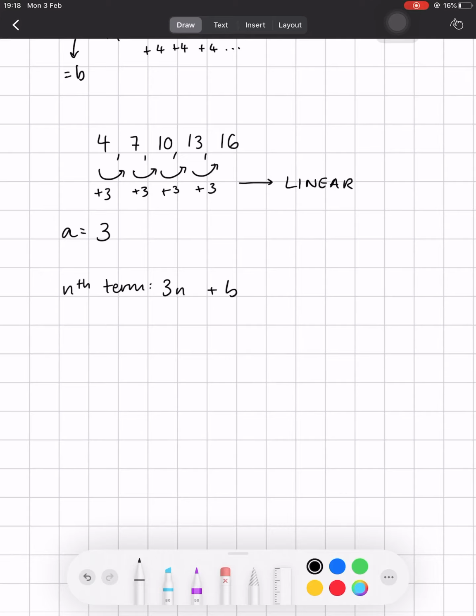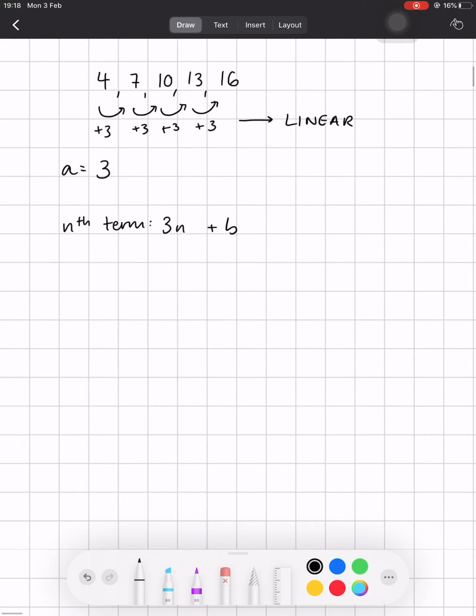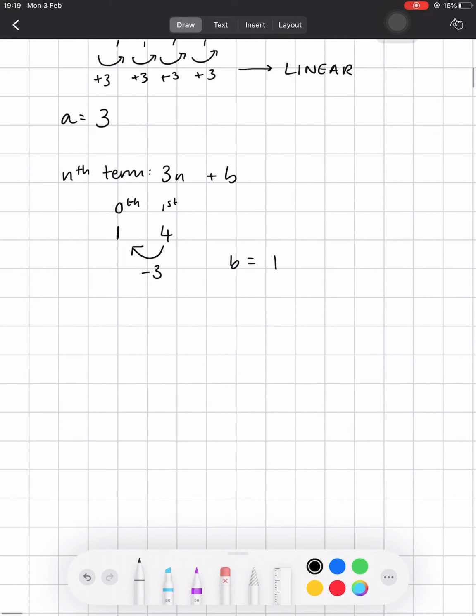Now there's two ways of working out b. So the easier way is to go backwards. So if 4 was our first term, we want to work out the 0th term. So we're going to go backwards. So instead of adding 3, we're going to take away 3. So that will give us 1. So in this case, b equals 1. So that means our nth term equals 3n plus 1.